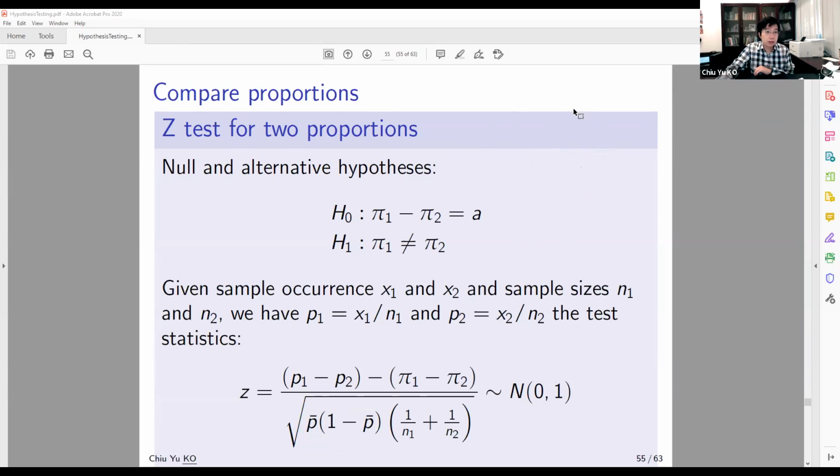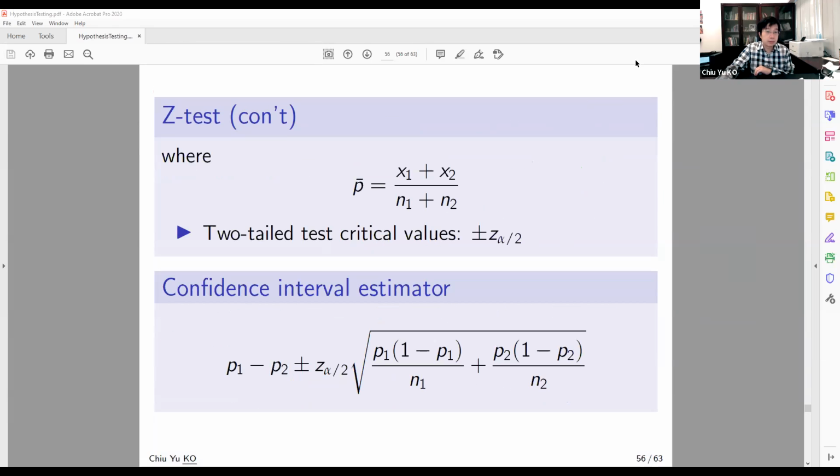Okay, so very quickly, as we have said, this is the two-tailed critical value, and here is the most tricky part. The most tricky part here is that now we have some difference between interval estimation and hypothesis testing.